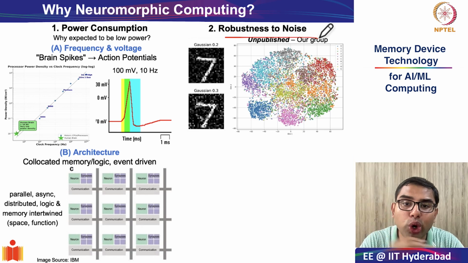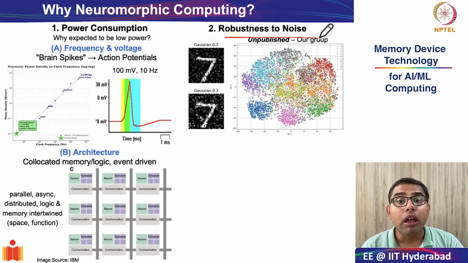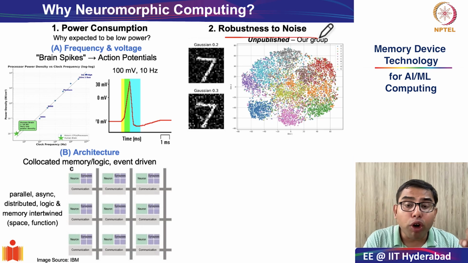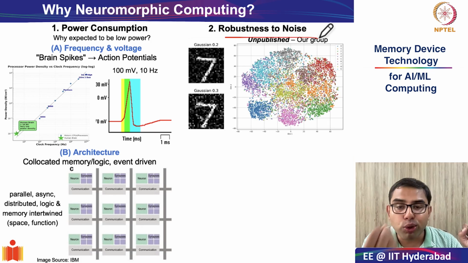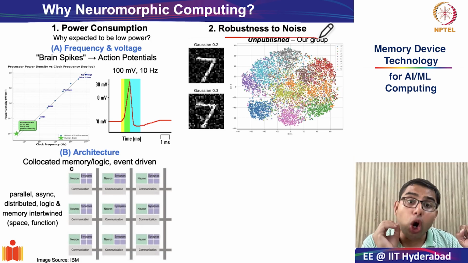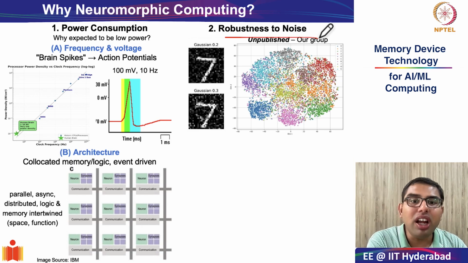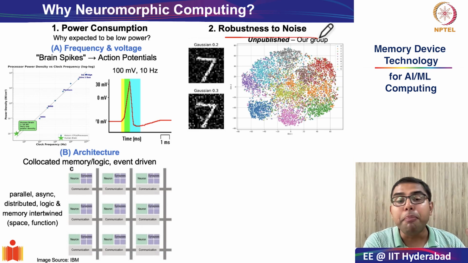In our own group, in our recent unpublished work, we have shown that artificial neural networks made from more neuromorphic architectures, like spiking neural networks or stochastic computing, really outperform traditional forms of implementing artificial neural networks when it comes to noise robustness.